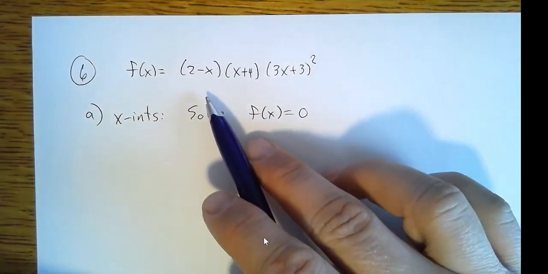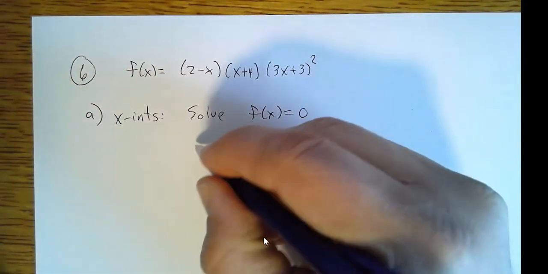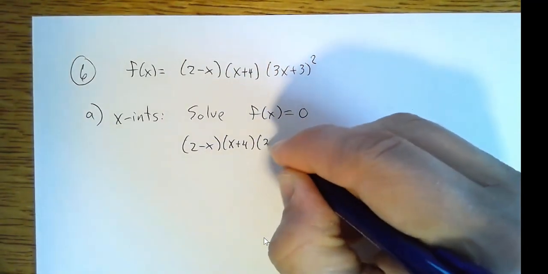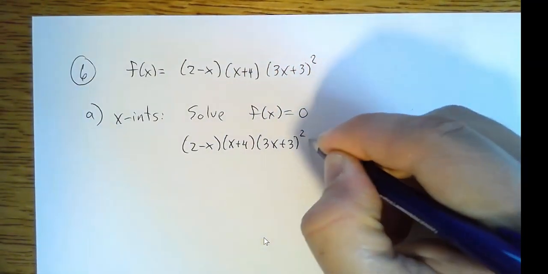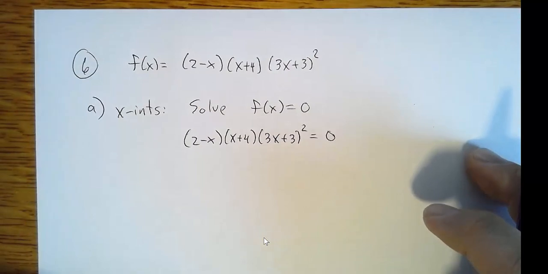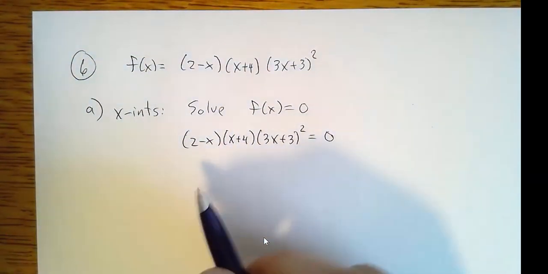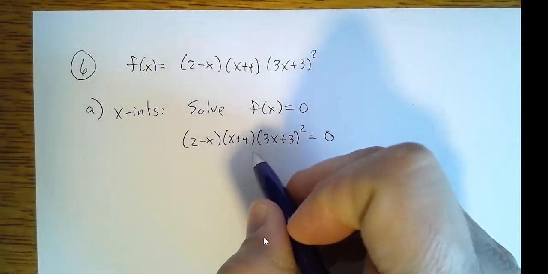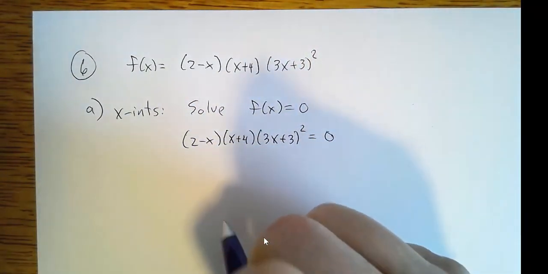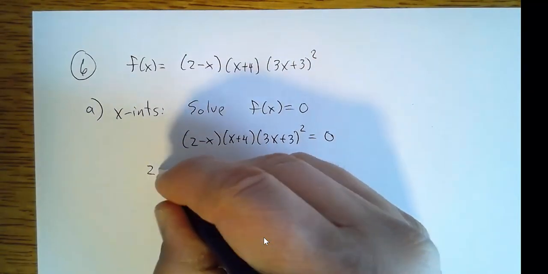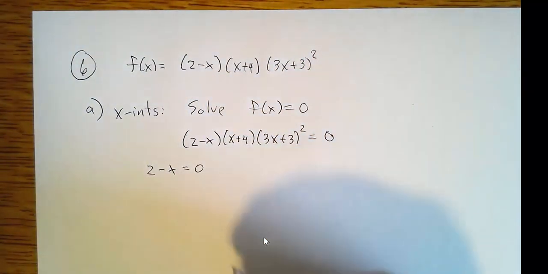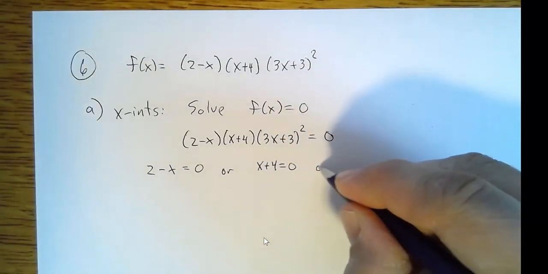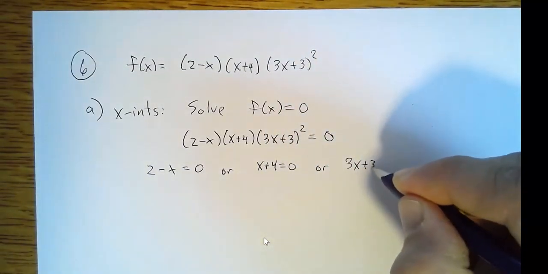So it's very nice to have this in factored form, because when we set 2 minus x times x plus 4 times 3x plus 3, the quantity squared, equal to 0, we know from the zero product property that the only way a product could equal 0 is if one or more of the factors equals 0. So we can set each individual factor equal to 0. So 2 minus x equals 0, or x plus 4 equals 0, or 3x plus 3 equals 0.